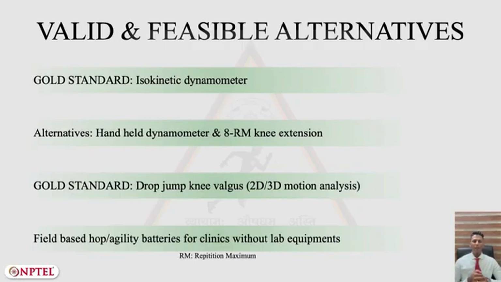For movement quality, 3D motion capture during drop jumps is ideal, but 2D video analysis is feasible most of the time. Field-based hop and agility batteries are valid for clinics without lab equipment and allow repeated and low-cost testing. The principle is to choose validated tools appropriate to your setting. A test is only useful if it can be applied consistently and repeated over time.